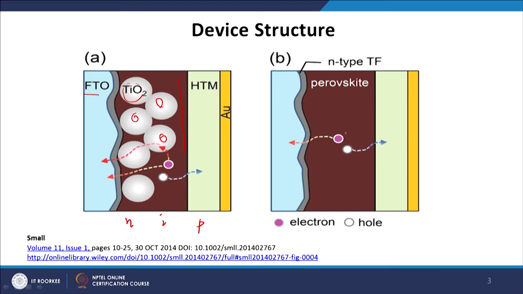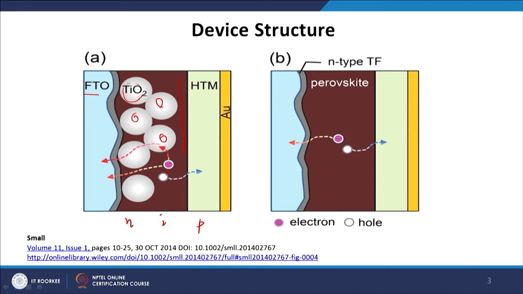So, that is what we are showing here. If this is the electron, the pink color ball, it goes in this direction, and the white color ball, the hole, goes to the hole transport material. So, what is the role then of the hole transport material and the TiO2? One of the roles, which is obvious to us, is that TiO2 grabs this electron using this percolated network of the TiO2. So, the electron transfer is now facilitated.